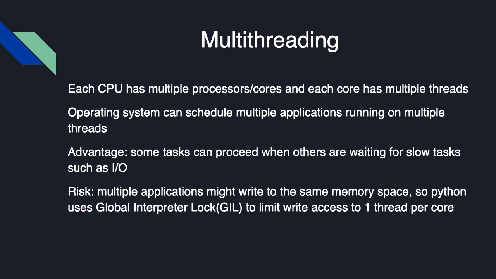The advantage of multithreading is that some tasks can proceed while others are waiting for slow operations such as input or output. For example, process A might be waiting for a response from a network call, which usually takes hundreds of milliseconds. In the meantime, the operating system can schedule process B to run. That way, the CPU or processor is not waiting idle. But this can be problematic. Multiple applications might write to the same memory space. So Python uses a global interpreter lock to limit write access to one thread per core.